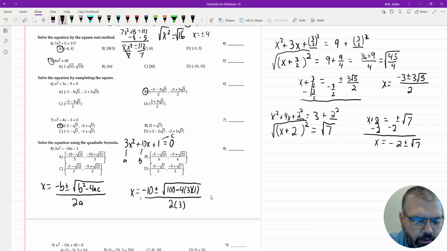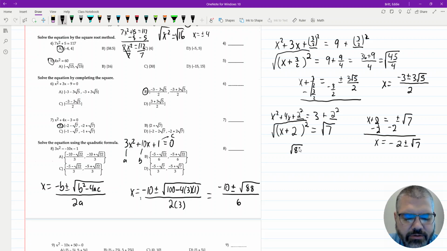So that's going to be negative 10 plus or minus the square root of, that's 100, and then you have negative 4 times 3 is negative 12, times 1 is negative 12. So what's 100 minus 12? 88. All over 2 times 3 is 6. Now I need to simplify the square root of 88.